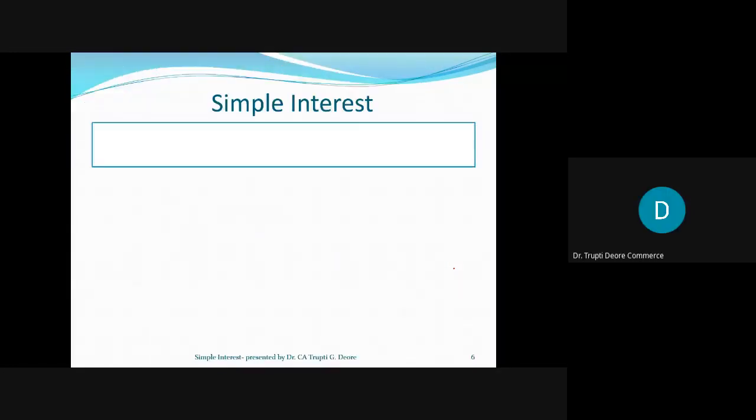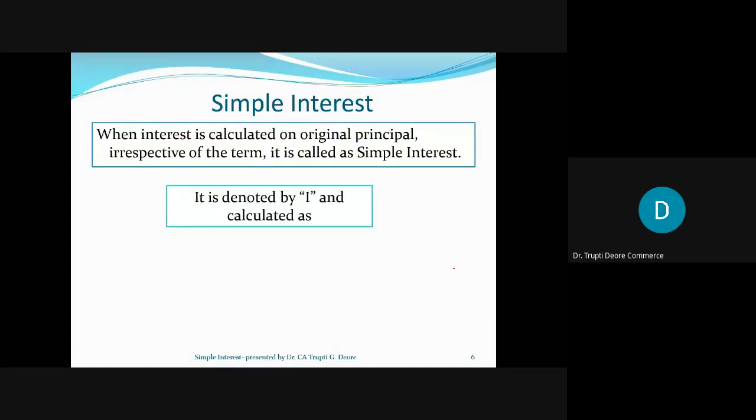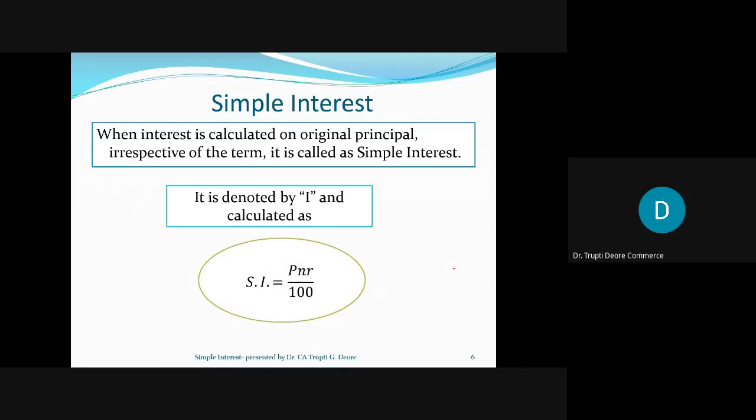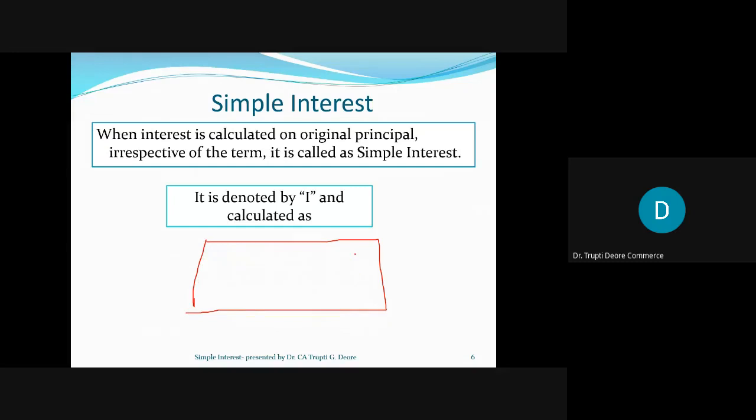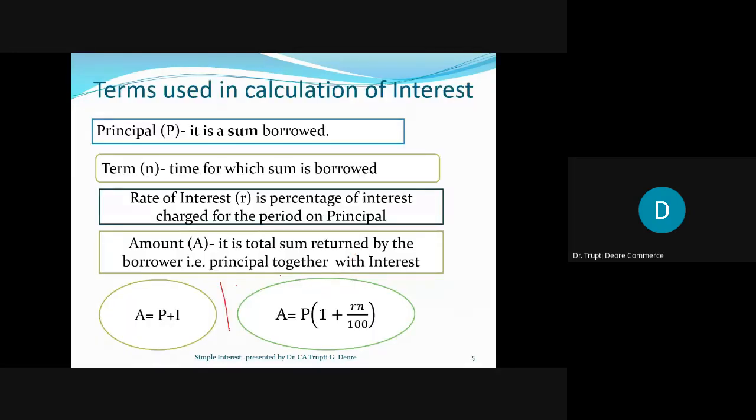Yes, ma'am. Now, next one. We have seen the definition of simple interest. It is a general calculation, so it is calculated on the principal amount with the given terms, and it is denoted by I. So write down this formula: SI is equal to PNR upon 100. SI is equal to PNR upon 100. Now you have to highlight these two formulas. That is SI, this one formula, and the previous one formula, which is A, this one. Okay.